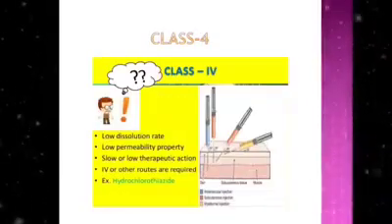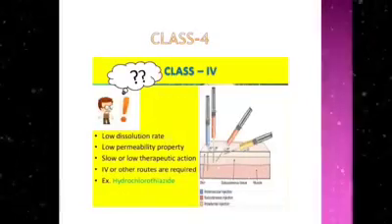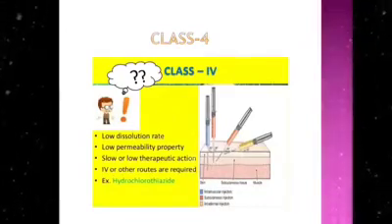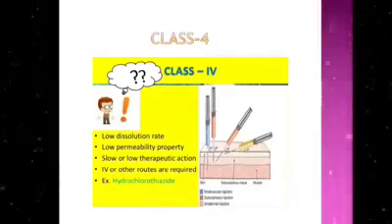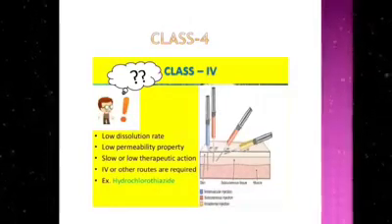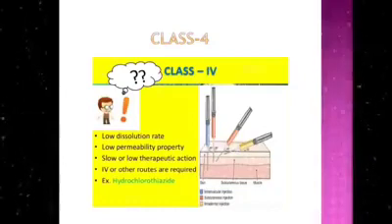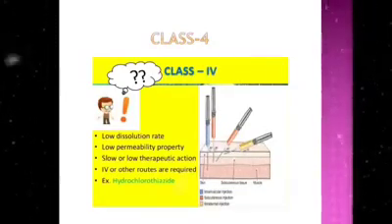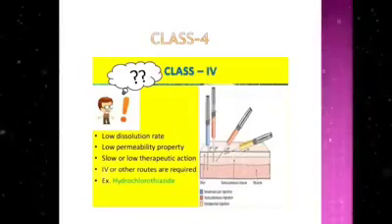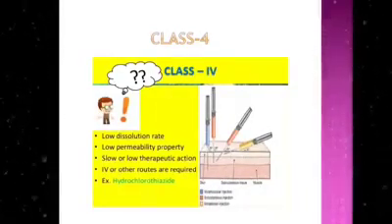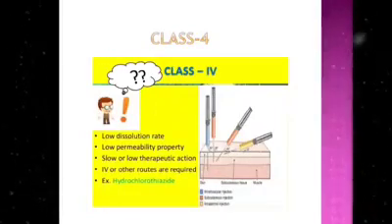Class 4, low solubility and low permeability, and ultimately low therapeutic action. IV and other injectable routes of administration are preferred. For example, Taxol, hydrochlorothiazide, and furosemide, which are diuretic class drugs. Problems regarding solubility and permeability can be sorted out with the help of NDDS, Novel Drug Delivery System.